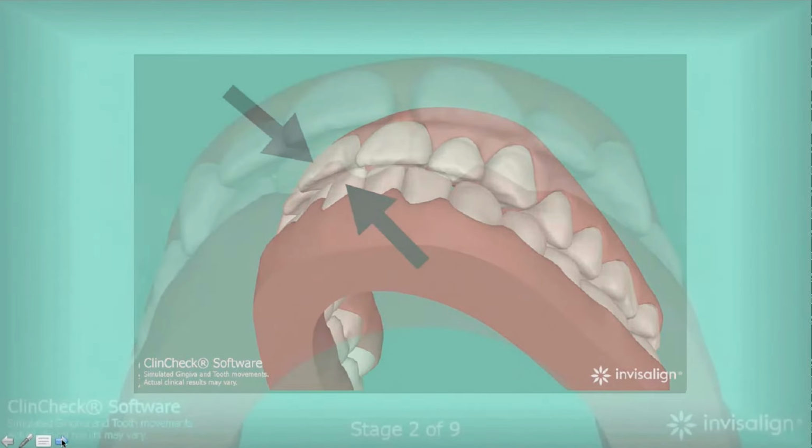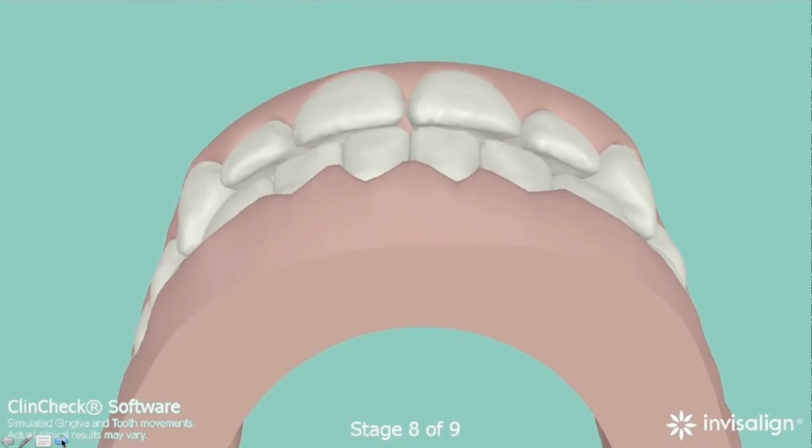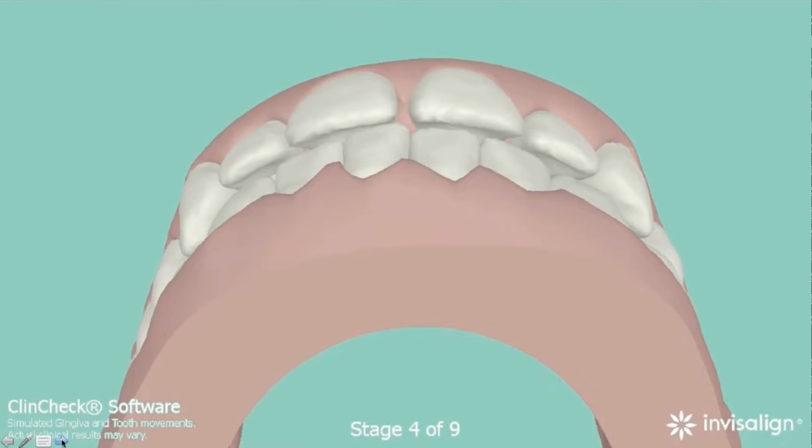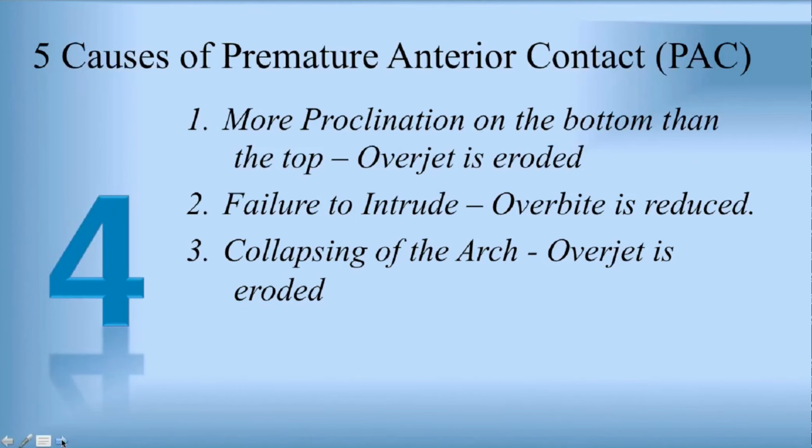And so now watch this ClinCheck. As these teeth come together, they lingualize and burn away what was already a zero overjet. The lower teeth were already in contact, and as those teeth come together, they lingualize some. And so now we're touching the front teeth and not touching the back teeth. Okay, so that's the third reason.